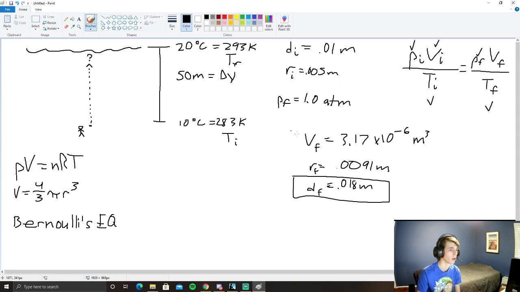Additionally, I should tell you that the initial pressure came out to 5.8 atmospheres. Using that, we can see that the pressure decreased by quite an amount. That also makes sense because that would mean the volume would also have to increase. So the fact that the final volume and diameter increased makes sense.